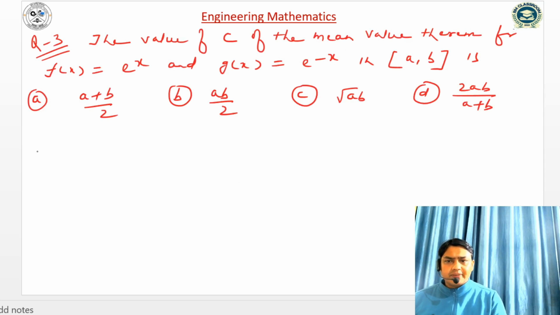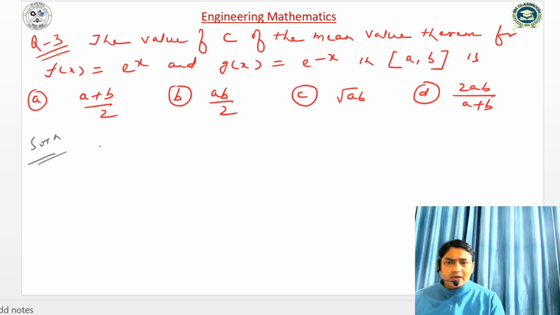Third question, that is I have taken the value of c of the mean value theorem for f(x) is equal to e^x and g(x) is equal to e^(-x) in closed interval a to b. So here we have two functions. So the f(x) and g(x) should be continuous. Of course e to the power x or e to the power minus x is continuous. And f'(x), that is e to the power x, and g'(x), minus e to the power minus x, exist.